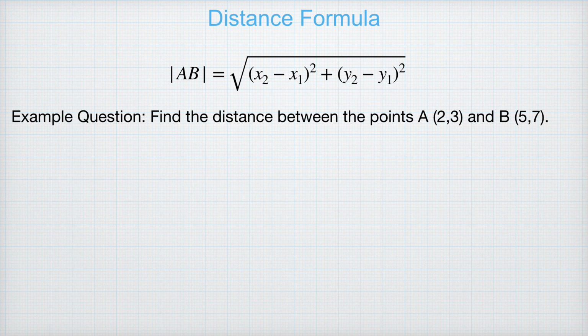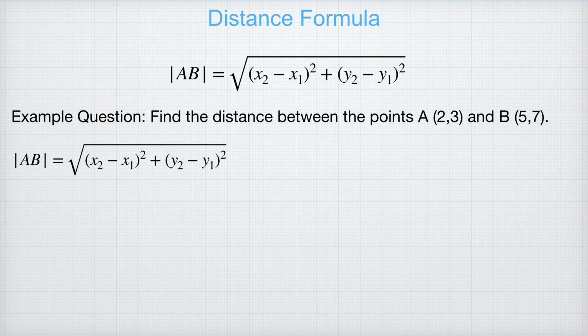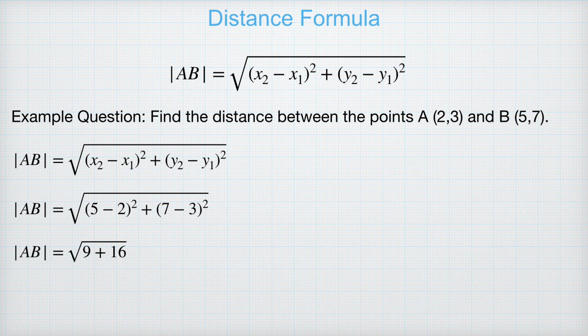Example question. Find the distance between the points A(2, 3) and B(5, 7). Using the formula, the distance from A to B is equal to the square root of (x2 minus x1) all squared, where x2 is 5 and x1 is 2, plus (y2 minus y1) all squared, where y2 is 7 and y1 is 3. We must now simplify to give the square root of 9 plus 16. Our final answer, the distance from A to B, is 5 units.